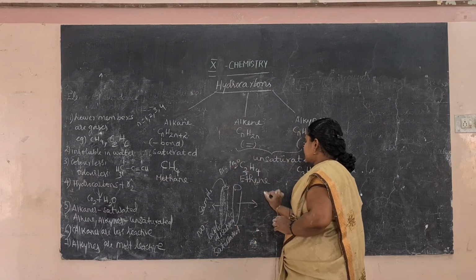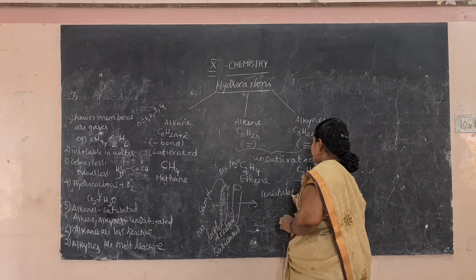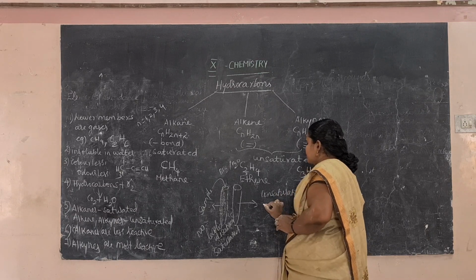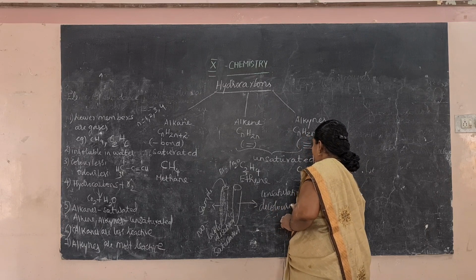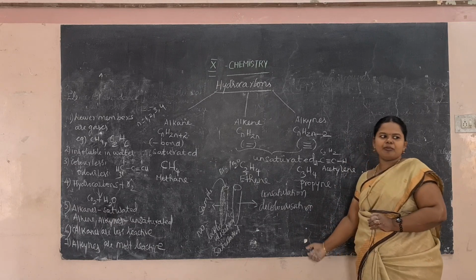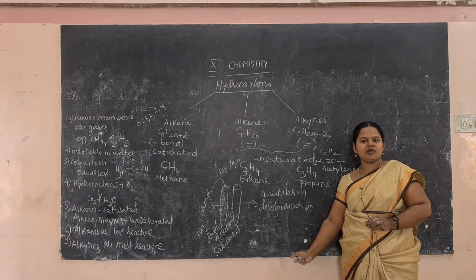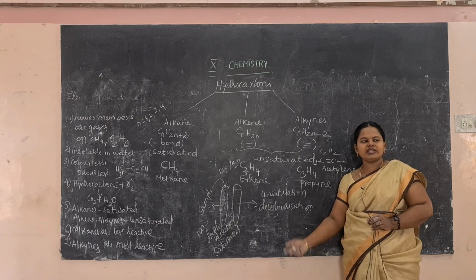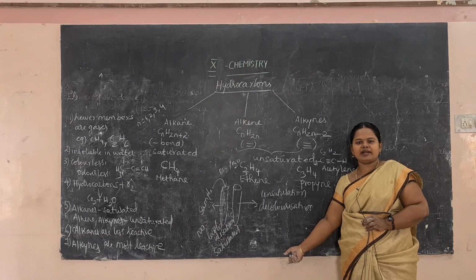If it is unsaturated, there will be decolorization. That is, the color of bromine water will change. So if the sample is an unsaturated compound, the bromine water color will change. There will be decolorization. This is the test to identify whether the hydrocarbon is saturated or unsaturated.